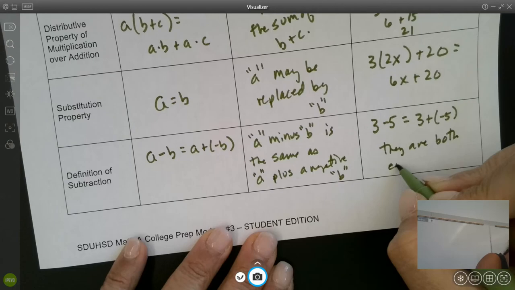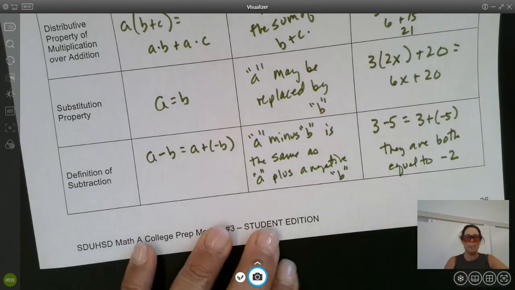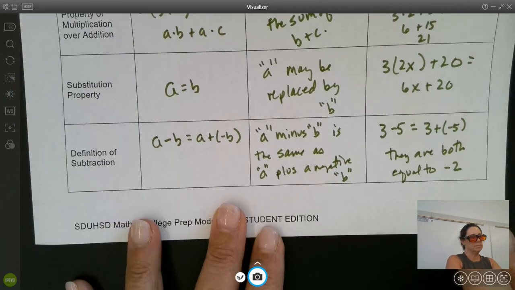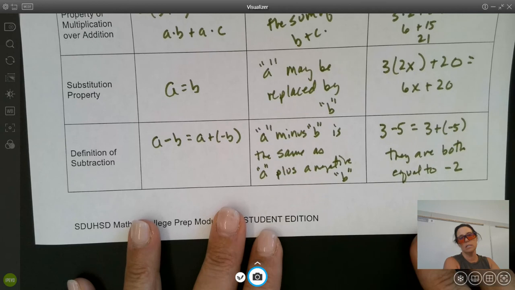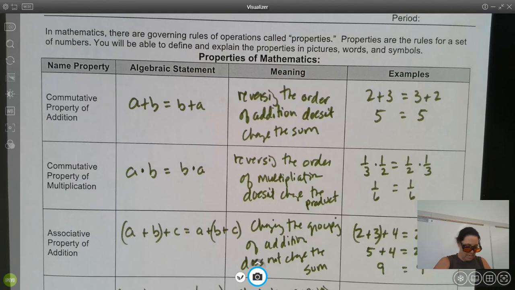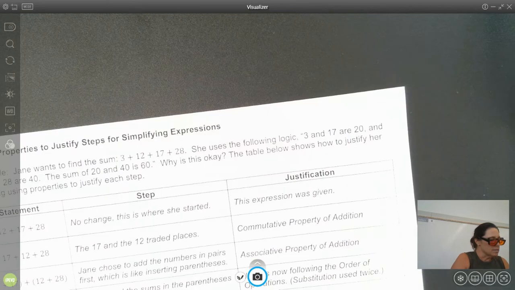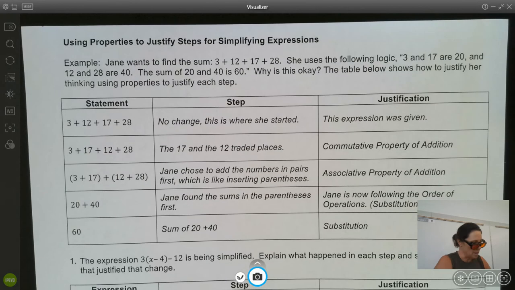All right, these are the properties that you need to be aware of this year. You're going to need to study the sheet. Now we're going to do some proofs. These get tough for kids. So let's look at this first example here. Take a sip of water real quick.